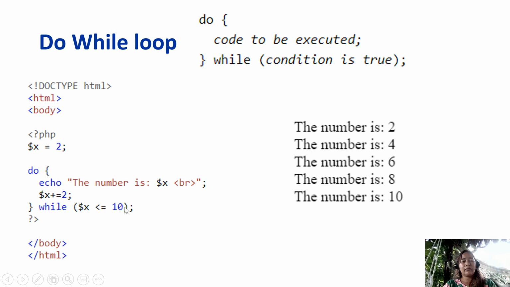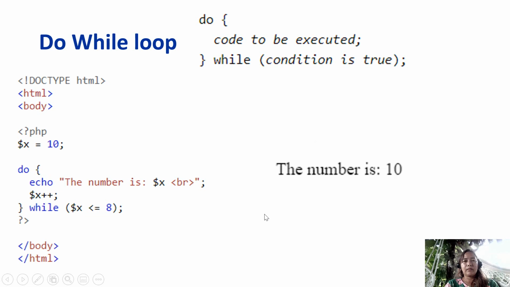6 is less than or equal to 10, so it's still true. You perform it one more time, it will display the number is 6. Increase by 2, it becomes 8. Is 8 less than or equal to 10? That's true. So again, you loop from the very beginning of your curly brace. And it will display the number is 10. And then you increase it by 2, it becomes 12. Is 12 less than or equal to 10? It's false. So since it already became false, it will go out of that do while statement. And the output is only going to be displaying the numbers from 2 to 10.